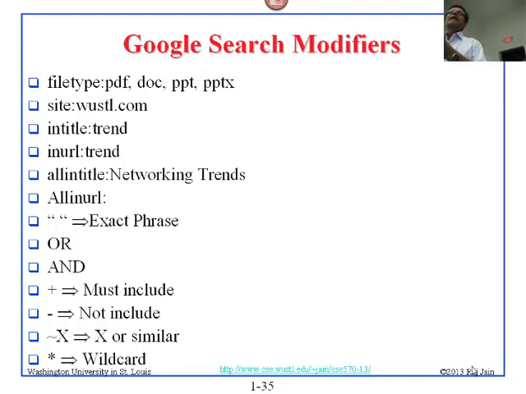Right? And so on and so forth. If you are looking for cloud computing and you are looking only for things which are in PDF, generally PDF has much higher quality material than HTM. HTM is blogs, PDFs are reports. Right? So if you are looking for something, you just look that. Site is WUSTL.com.